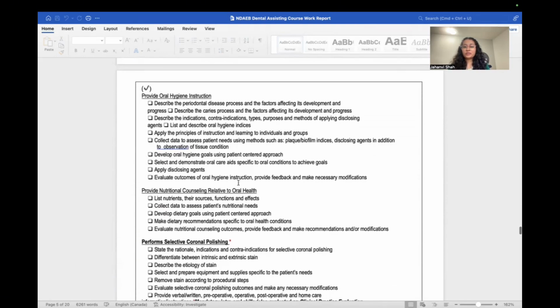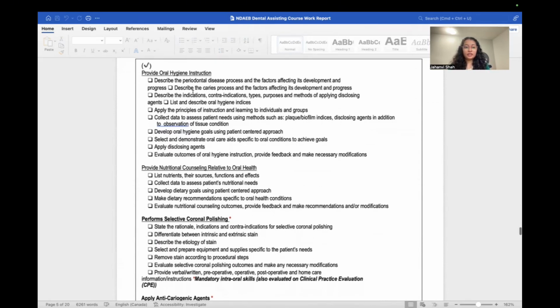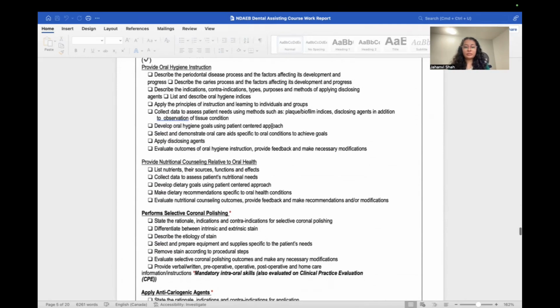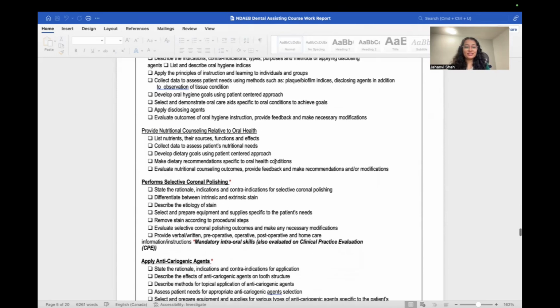Providing oral hygiene instruction. I would say this is the most important part because in Canada, these areas have been given a lot of importance. So make sure you go through this in detail. Describe the caries process, factors affecting its developmental process, and applying principles of instructions and learning to individual and groups. Evaluate outcomes of oral hygiene instructions, providing feedback and making necessary modification.